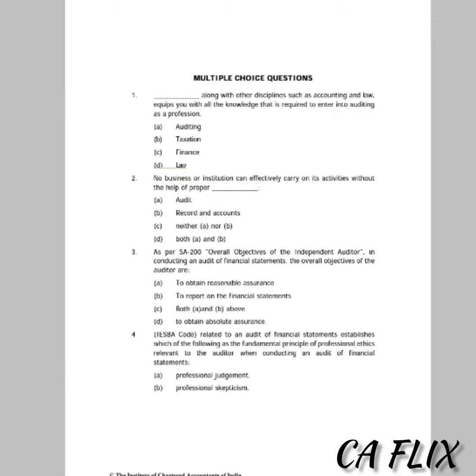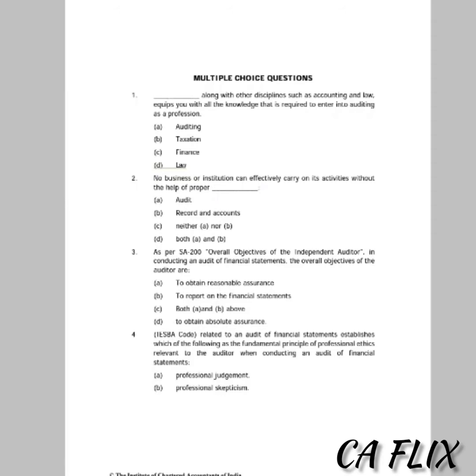Question 3. As per SA 200, overall objective of the independent auditor in conducting an audit of financial statements, the overall objectives of the auditor are: option A, to obtain reasonable assurance; option B, to report on the financial statements; option C, both A and B; option D, to obtain absolute assurance.